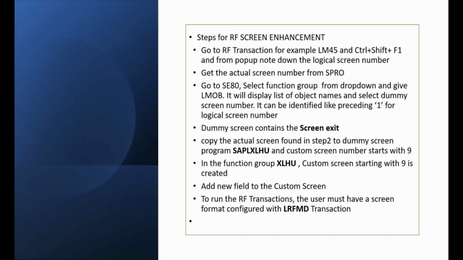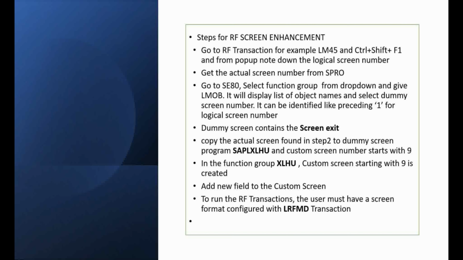After receiving the logical and actual screen numbers, we have to go to the SE80 transaction. There we have to give the function group. The function group name is LMOB. It will display a big list of object names. From there, we have to identify a dummy screen.